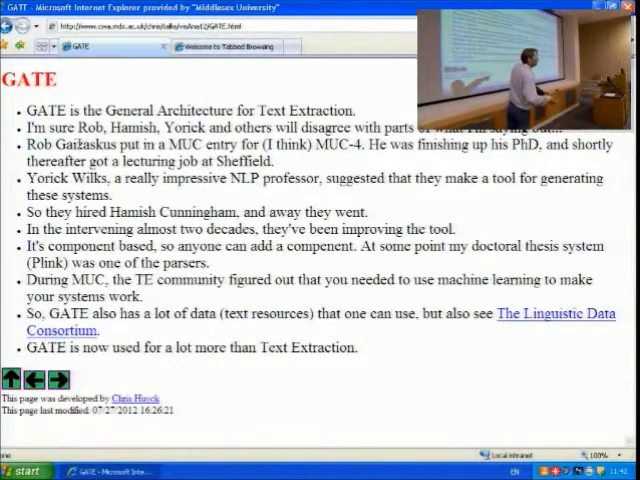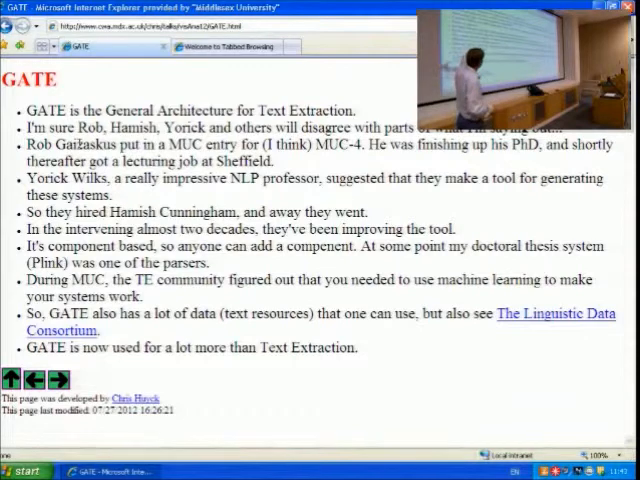They've been improving the tool. It seems to be better than when I worked there. It's component-based, so anyone can add a component. Those components are like the part-of-speech taggers, or the parsers, or gazetteers. Someone was asking about locations, so it's a gazetteer. You can drop components in. At some point, my doctoral thesis system, Plink, was one of those parsers. So you have a natural language parsing system too.